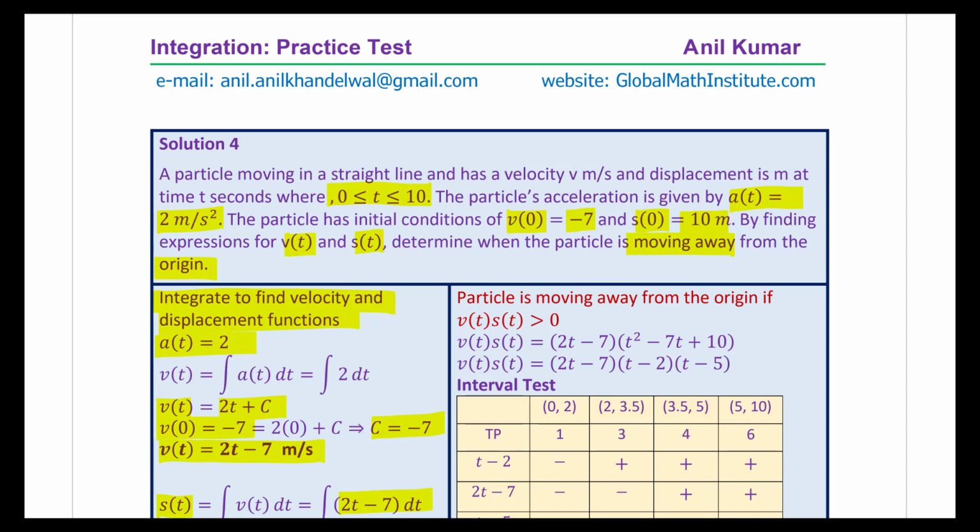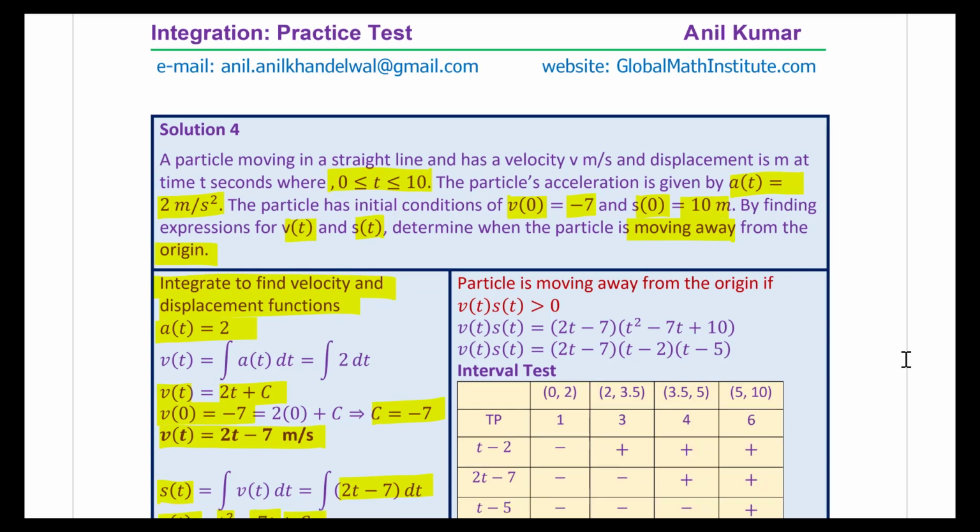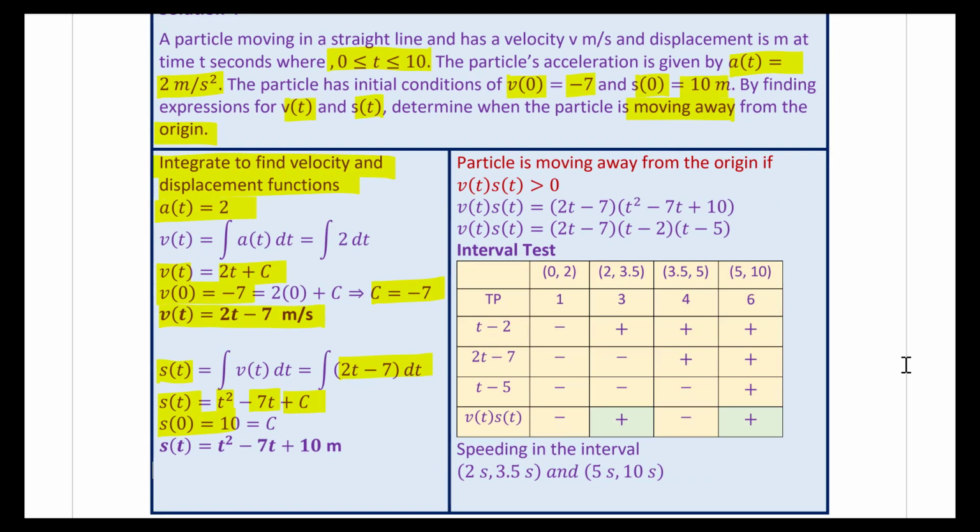So that gives us the displacement function as t squared minus 7t plus c. To find the value of c, we'll substitute the given condition for displacement, which is s of 0 is 10. So c is equal to 10. Substituting 10, we get the expression for displacement.